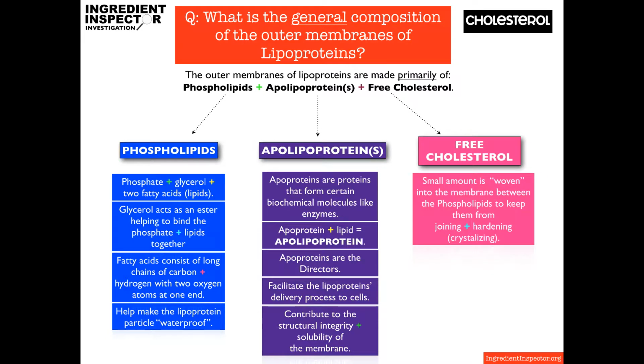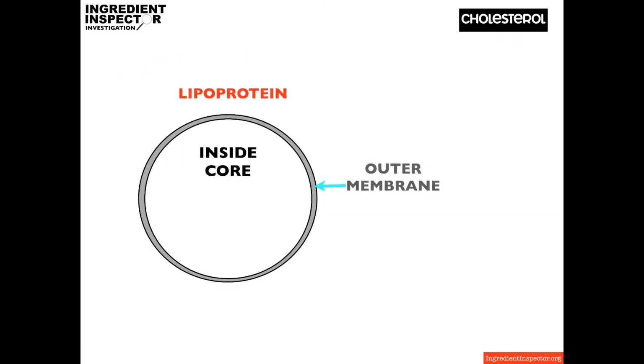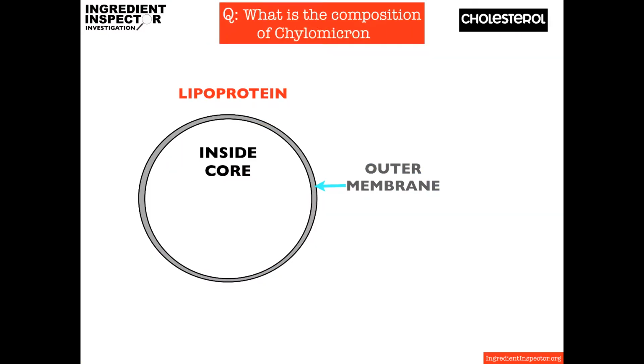And free cholesterol. A small amount of it is woven into the membrane between the phospholipids to keep them from joining and hardening or crystallizing. So first we'll take a look at chylomicrons. So there's the lipoprotein. What is the composition specifically of chylomicrons?